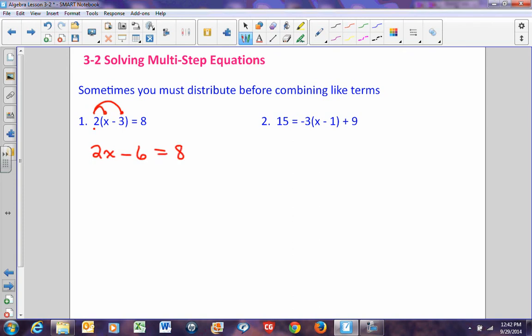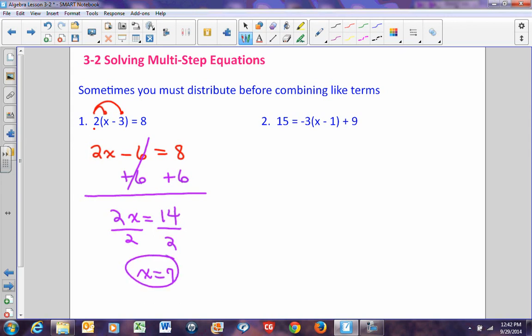I simply need to add 8 to both sides. Oops, what am I adding 8 for? I'm not supposed to add 8, I'm supposed to add 6. I almost made a big mistake. Add 6 to both sides. These will cancel. 2x equals 14. Divide by 2. X equals 7.